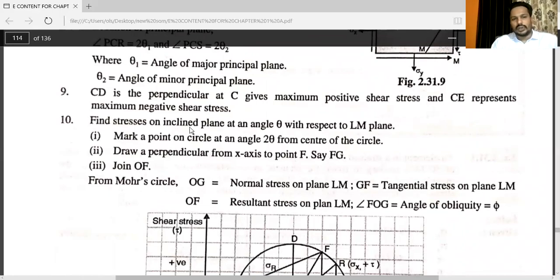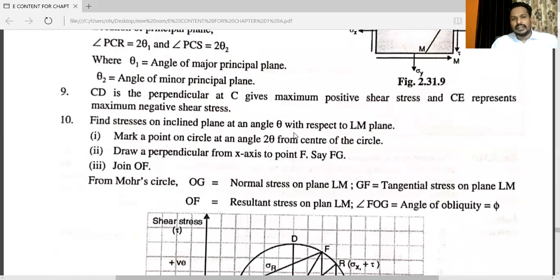Find the stresses on an inclined plane at an angle theta with respect to the LM plane. Mark a point on the circle at an angle 2 theta from the center of the circle. Draw the perpendicular from the x-axis to point F, say FG. Join O to F. From the Mohr circle, OG is the normal stress on plane LM. GF is the tangential stress on the plane.